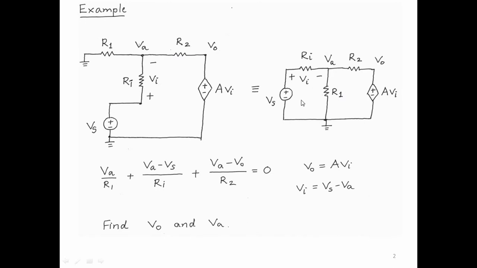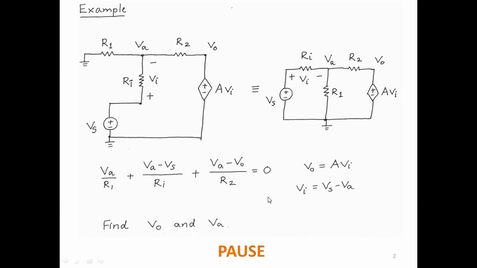Alright, so there are 3 nodes plus ground. 2 node voltages are known, only one unknown voltage. So we write one nodal equation here, and we write for the voltages, this is of course Vs. This voltage is Vo equal to A Vi, where A is a constant and Vi is this voltage. So Vi is Vs minus Va. So these are the equations and you can solve them.